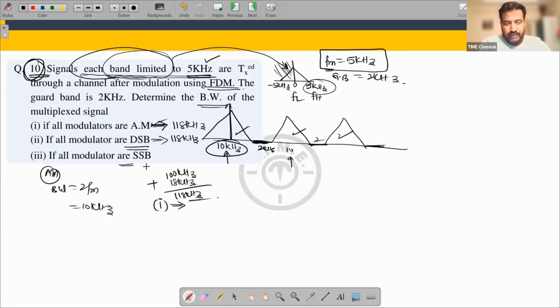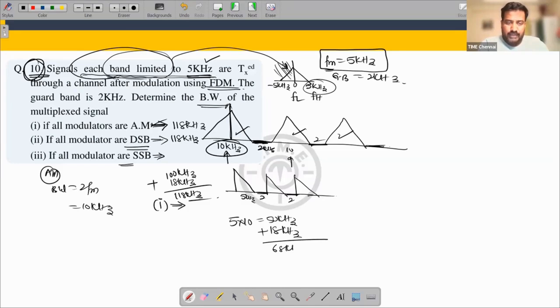Now if you replace all of them with SSB, for example, you are considering the upper sideband, this will be only 5 kilohertz, followed by a guard band of 2 kilohertz, then again 5 kilohertz, guard band of 2 kilohertz, 5 kilohertz, and so on. So this will become 5 into 10, 50, plus guard band, remember, will not change. 9 guard bands will be there, each of 2 kilohertz. This will remain the same, 18. So total will become 68 kilohertz.